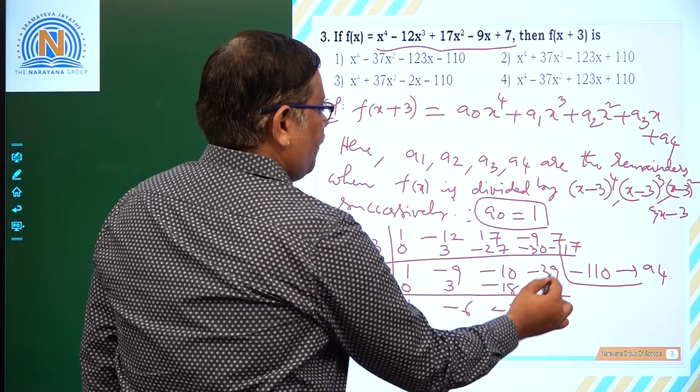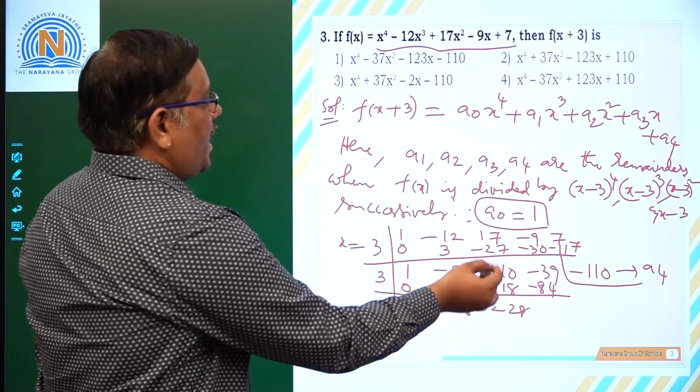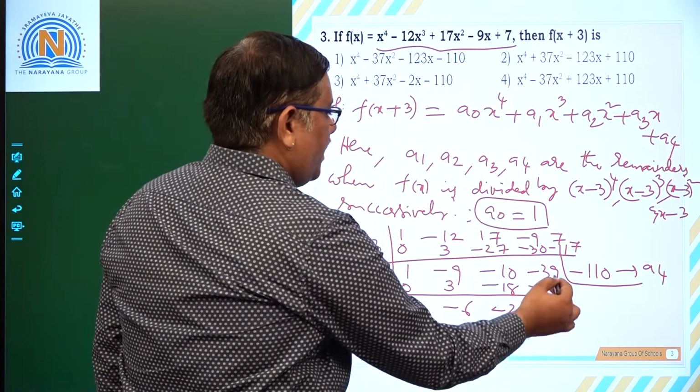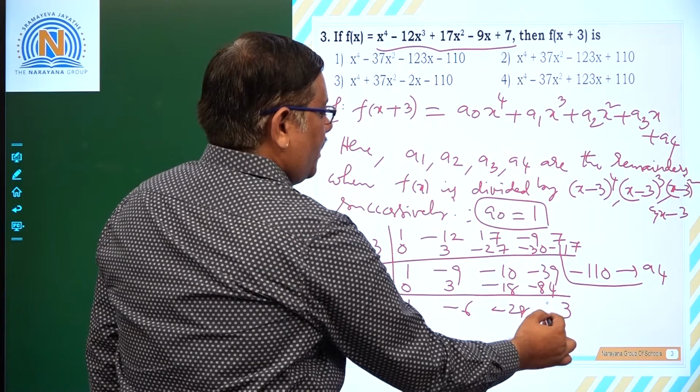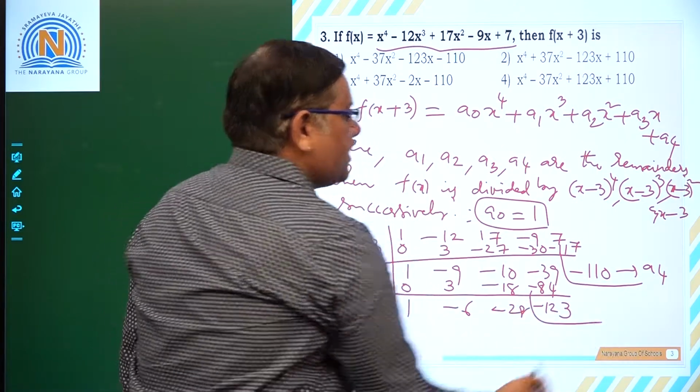6 plus 2 is 8. So minus, of course. Add up these two, what are you getting? This is 3, 1, 9, 12. That is minus 123. This is the second remainder.